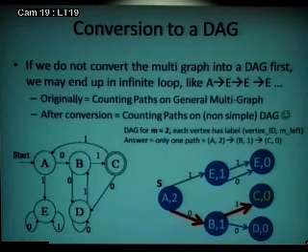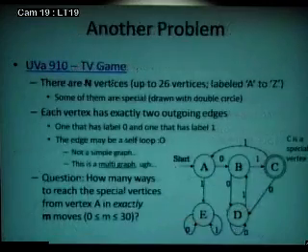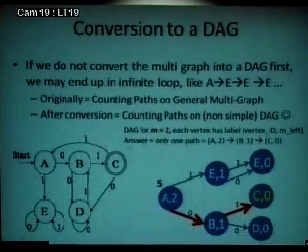Originally, it's counting how many paths there are, because the question is how many ways, right? From source A to special vertex C here. Originally counting paths on a general multigraph. But after conversion, after adding one more piece of information, how many moves left, it becomes counting paths on actually a non-simple DAG. But even though it's non-simple, we don't care because there is no cycle.